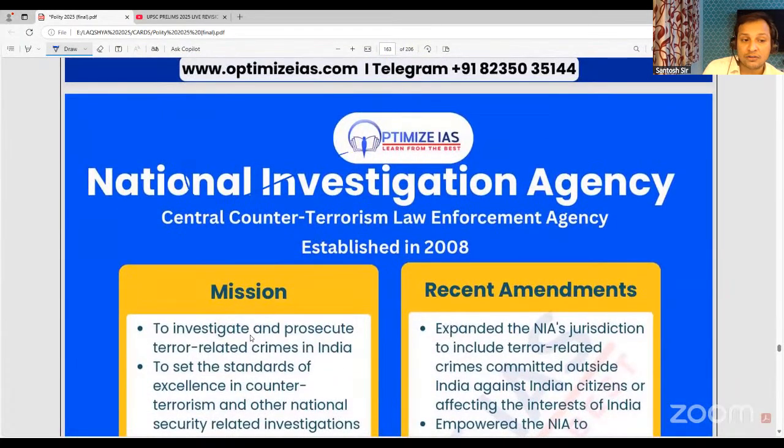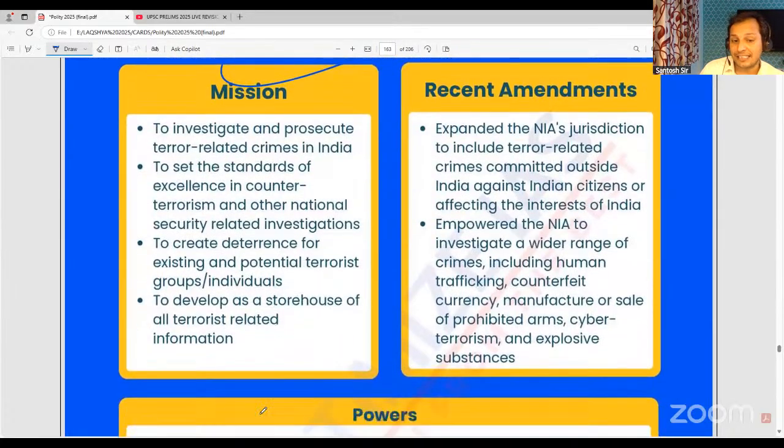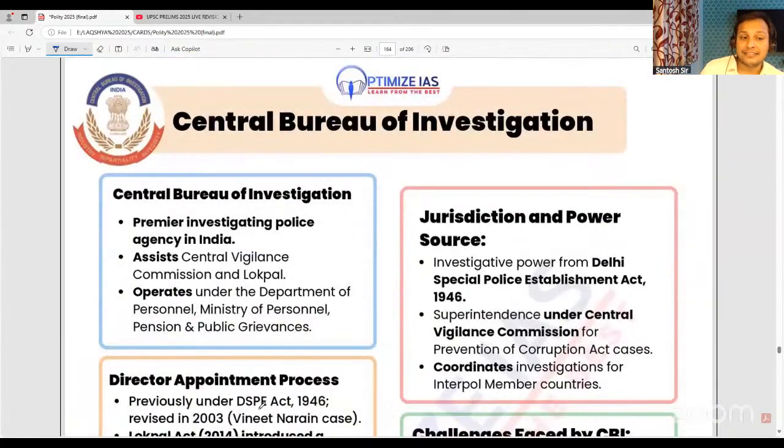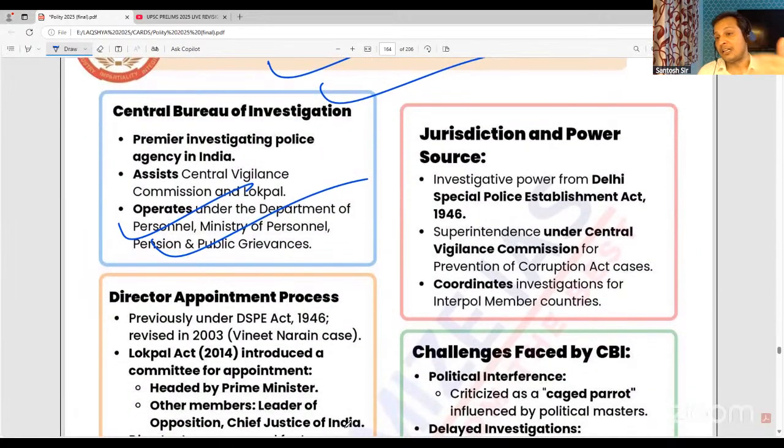NIA, I have already told you, it is a statutory body, guys, for investigating terror-related cases. Then CBI, again very important, guys. CBI is under the Ministry of Personnel. Very, very important. Which ministry is CBI under? Delhi Special Police Establishment Act. You should know that.